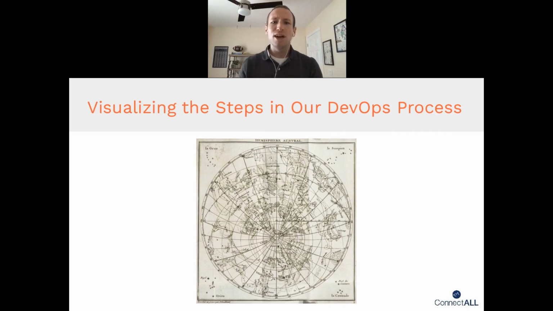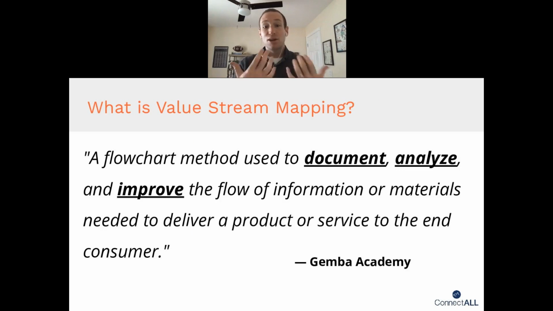And so if we want to understand that, we have to have a method to visualize the steps in our DevOps process. We have to know within our software delivery value stream what each of those steps are and what tools those people are using and who's responsible for each of these steps. And so like you see here, in this case with stars, we need a map for our software delivery value stream. And so that's where value stream mapping comes into play.